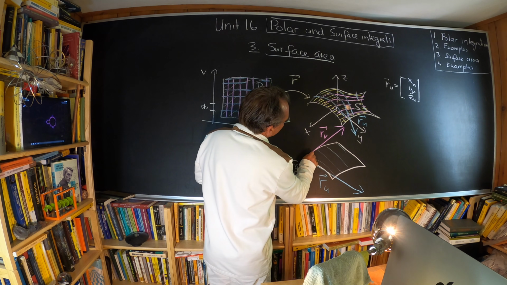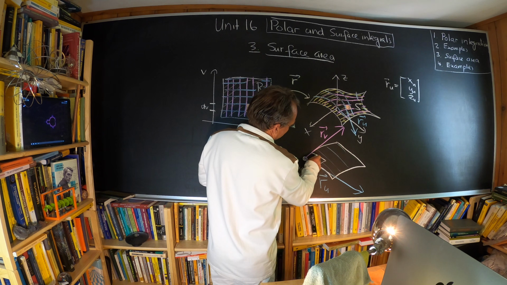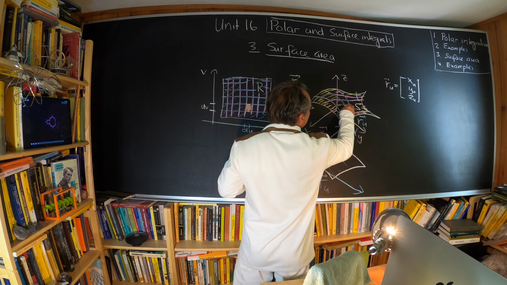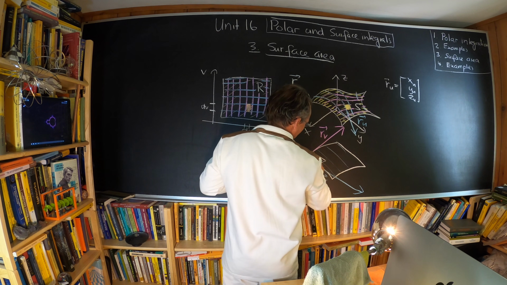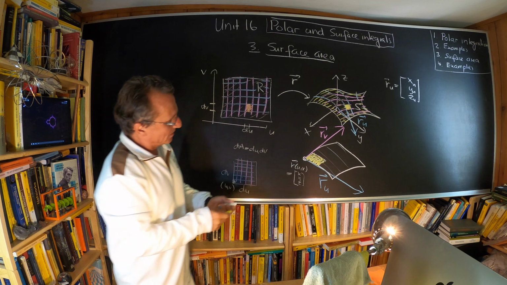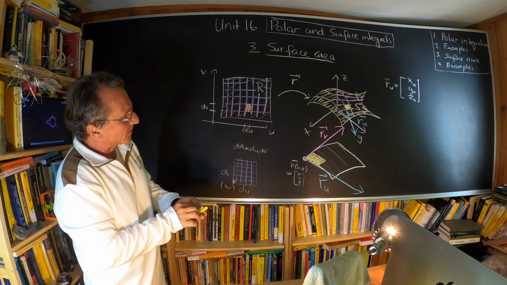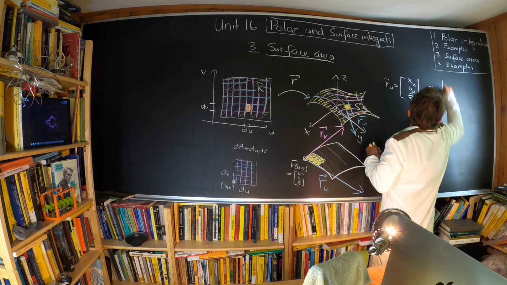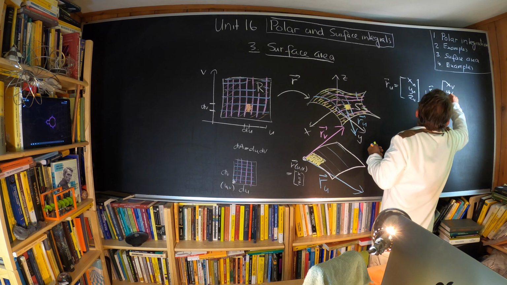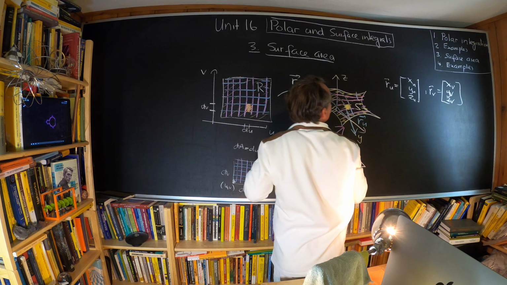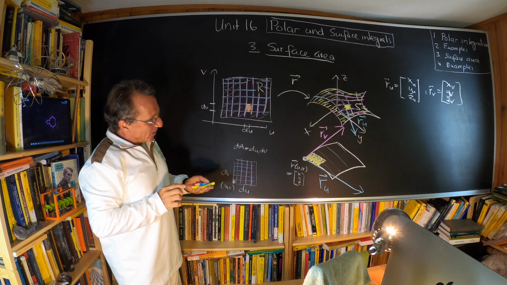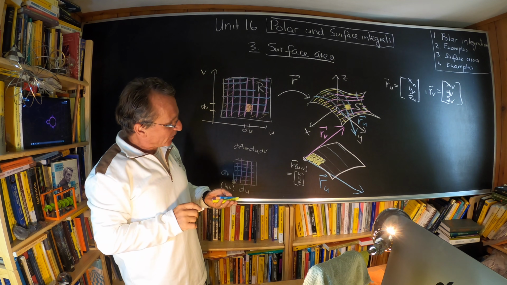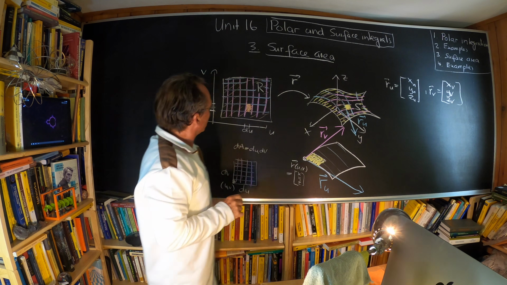Maybe we take this little piece here, which is actually so small. That's this piece here. So r_u and r_v are these vectors which we have here. Now, this is essentially a parallelogram, and we have learned how to compute the area of a parallelogram.